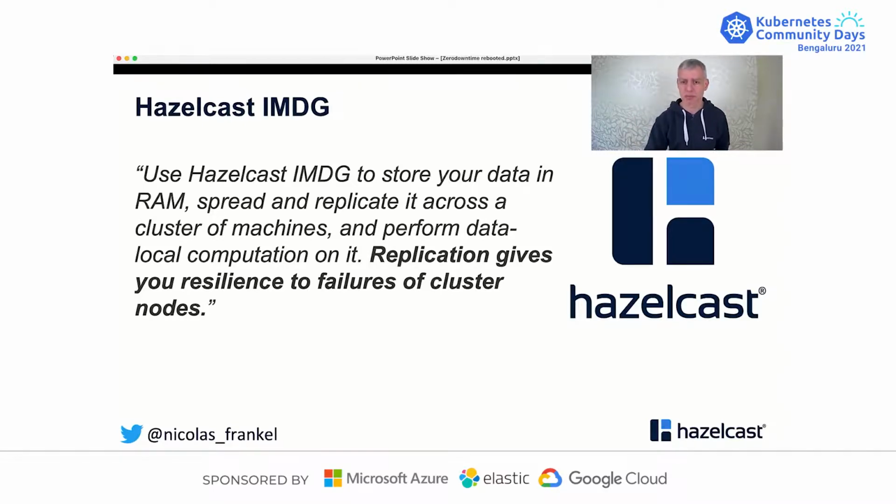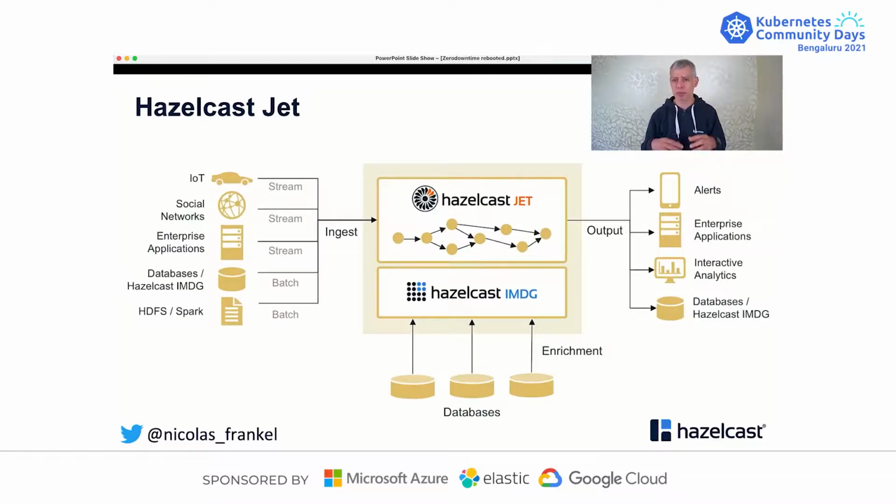non-issue. On the other side, we have Hazelcast Jet, and Hazelcast Jet is a stream processing engine. It can read from different sources and write to different targets. And meanwhile, it's distributed and you can do transformation, enrichment, whatever you want.